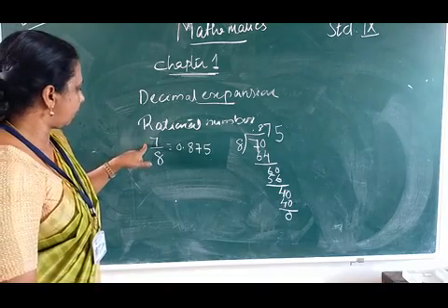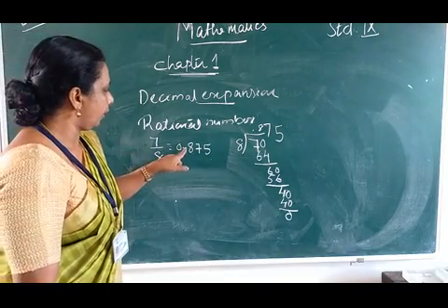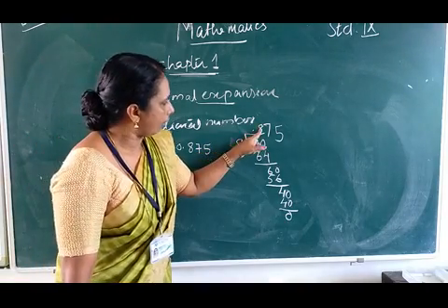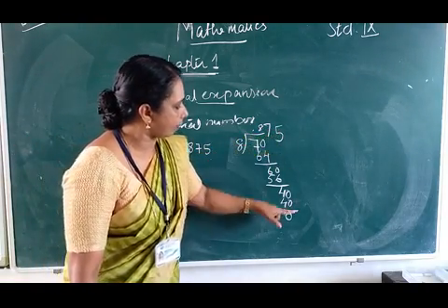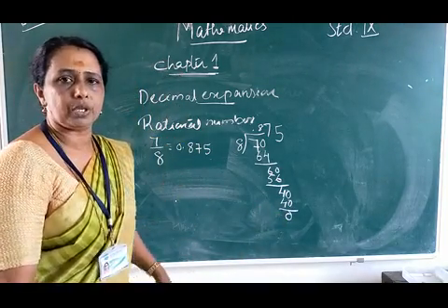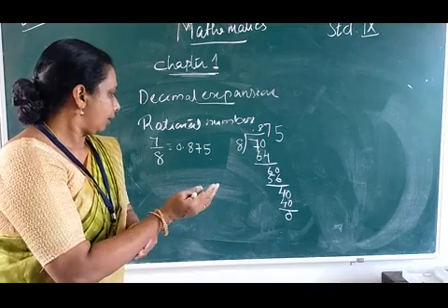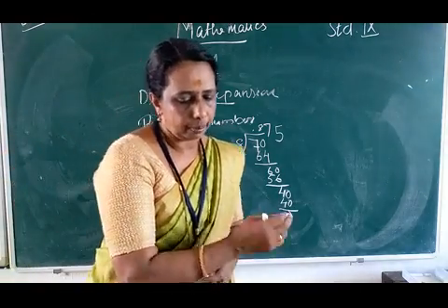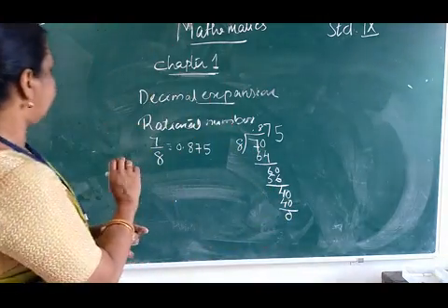7 by 8 is a rational number, and its decimal expansion is 0.875. Here, after 3 digits, the remainder becomes 0. That's the decimal expansion of 7 by 8, which is equal to 0.875. Then we take another example.